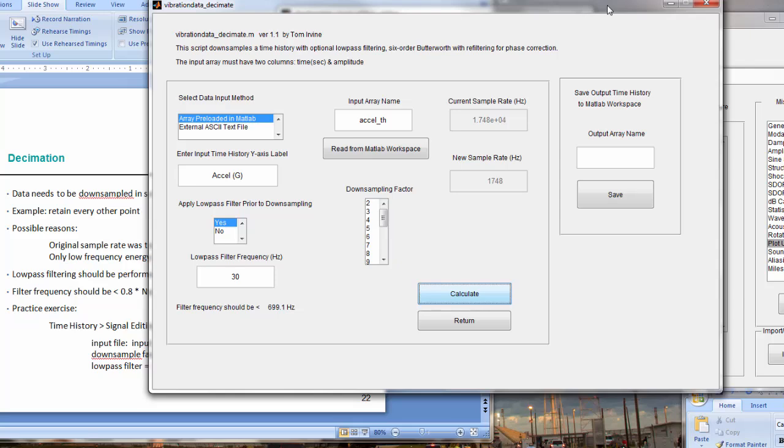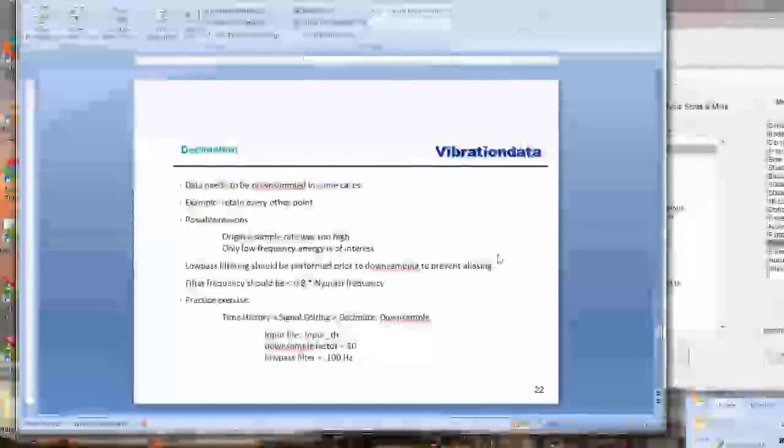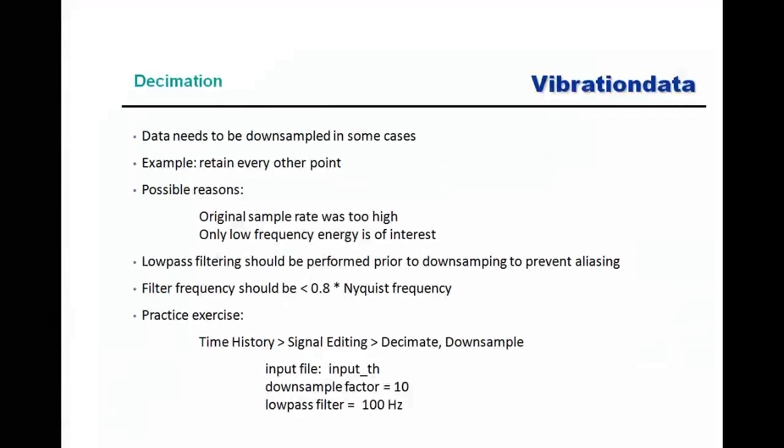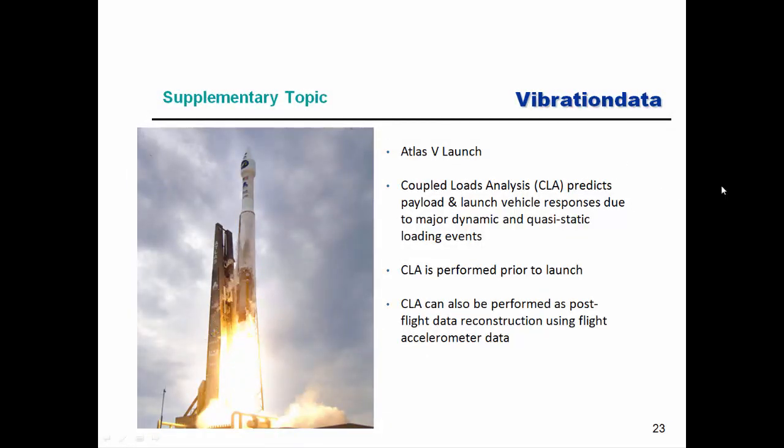Okay, in the next couple of slides I'm going to show you an example where you would certainly low-pass filter, and you might even decimate as well. So what's that going to be all about? Well, here's a supplementary topic. Let's take a launch vehicle. I'm showing an Atlas V here, but I could just as well have shown a Delta IV or an Ariane type European Space Agency vehicle or a SpaceX vehicle. And there's something called a coupled loads analysis. This is a finite element type of analysis, and it's done prior to launch.